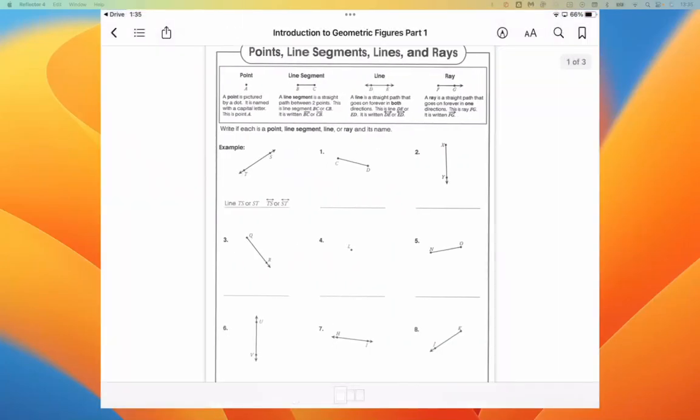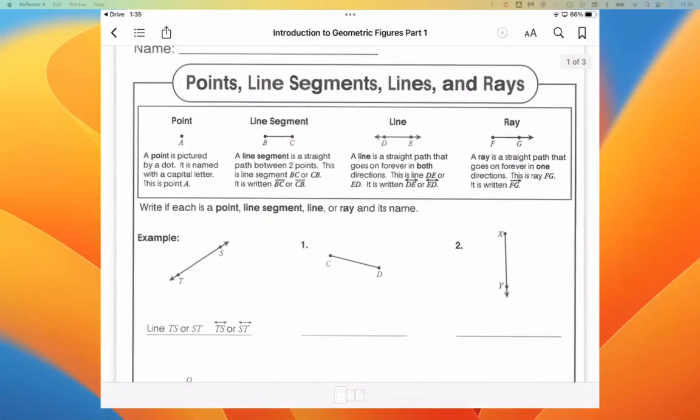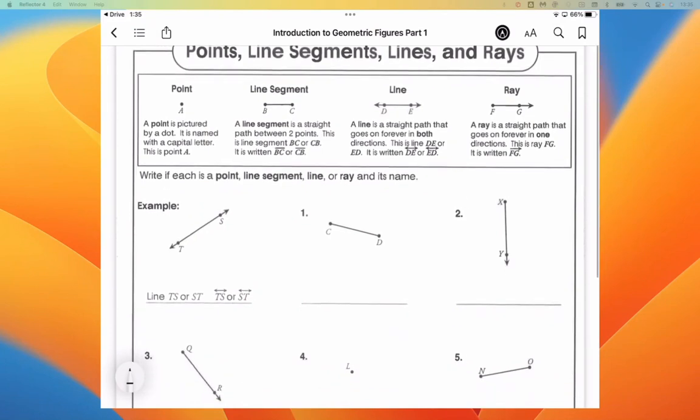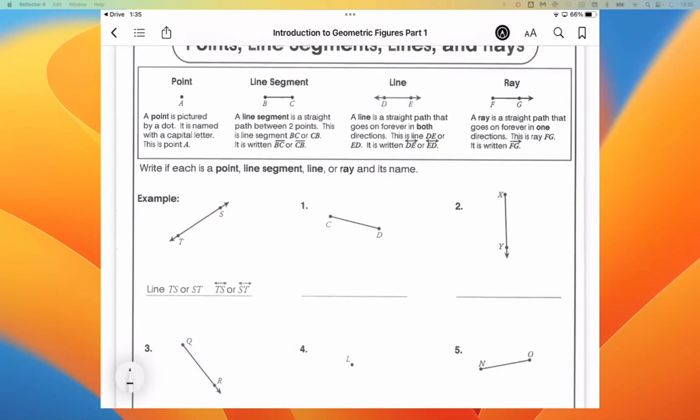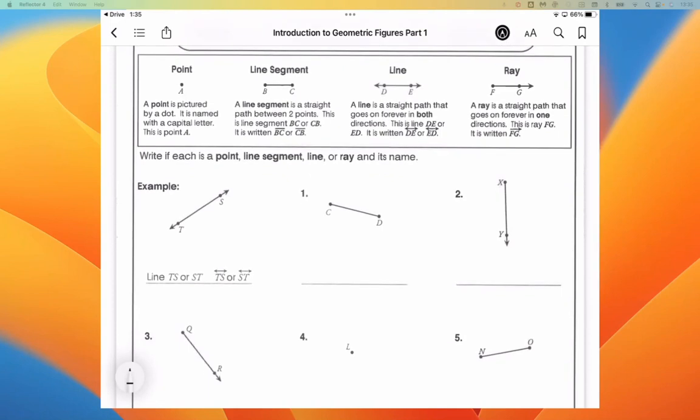Okay, so I'm going to save you listening to me reading everything at the top there. I believe you can read that on your own. We're going to get right to this. And so with the example there, we see that there are a couple ways to name that line.